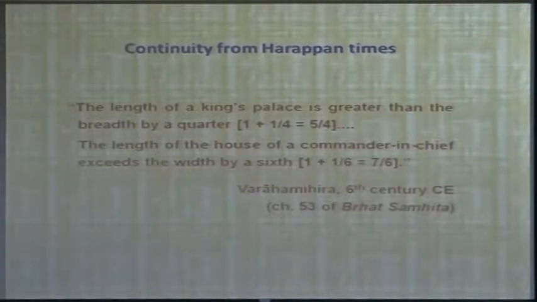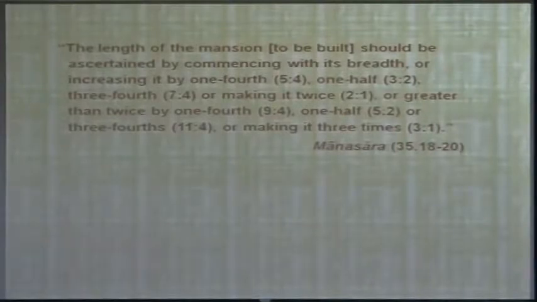For example, he says, the length of a king's palace is greater than the breadth by a quarter. Now formulate that mathematically, and you get the 5 to 4 that we have seen for the castle at Dholavira. And he says here the king's palace, so it's quite interesting. Then he says the length of the house of a commander-in-chief, the Senapati, exceeds the width by 1/6. So 1 plus 1/6 is, of course, 7/6, which was the proportions of the middle town in Dholavira. There seems to be a continuity. And in fact, I have prepared in some papers much more evidence. But let me just give you one example.